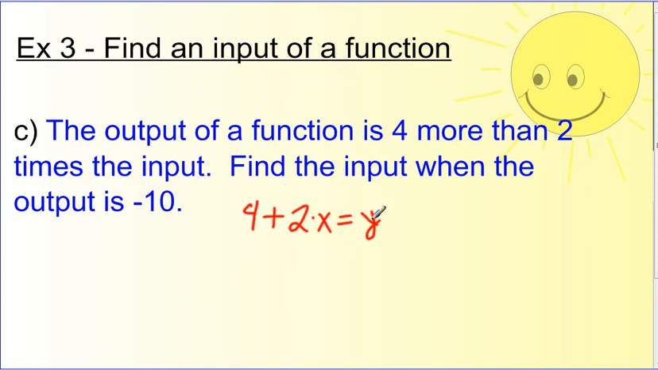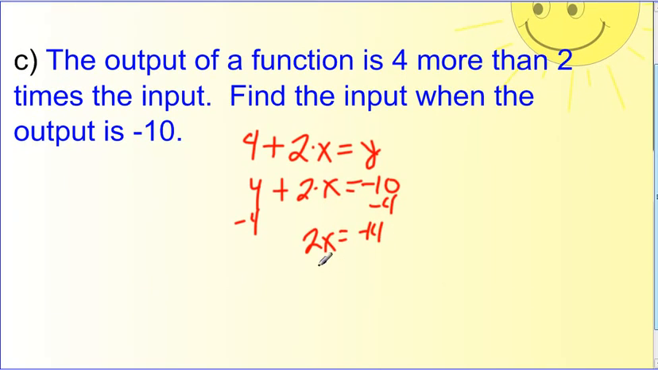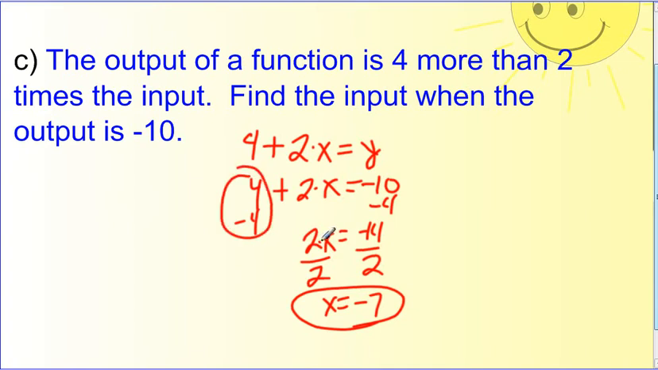So when this output is negative 10, we want to know what is the input, what is the x variable. So we just solve it. We've got a multiply, we've got an add. So we're going to get rid of the thing that's being added or subtracted first. So we have minus 4, minus 4. Get 2x equals negative 14. Divide by 2, x equals negative 7. So I got rid of the add and subtract first, got rid of the multiply by dividing, and we're done.